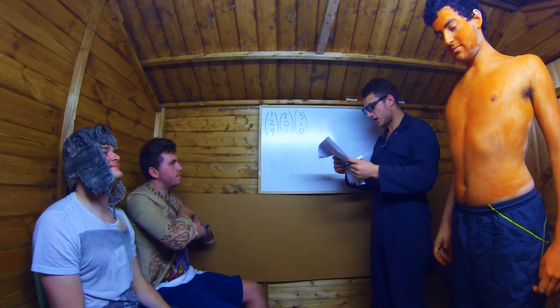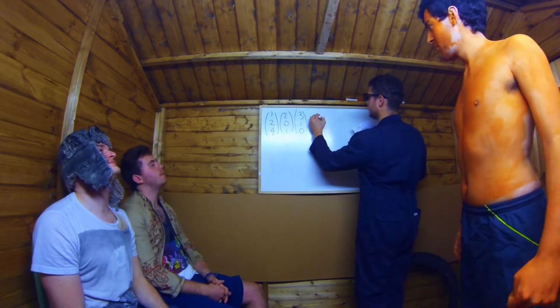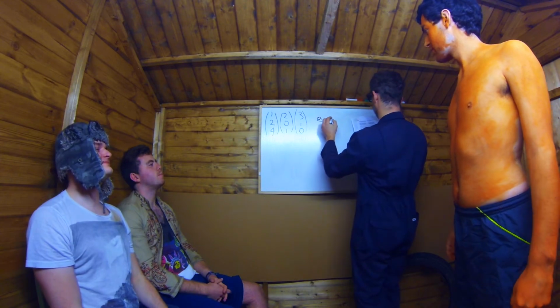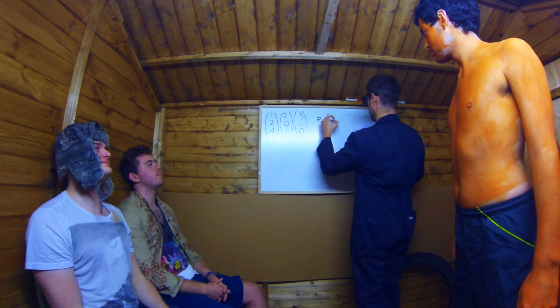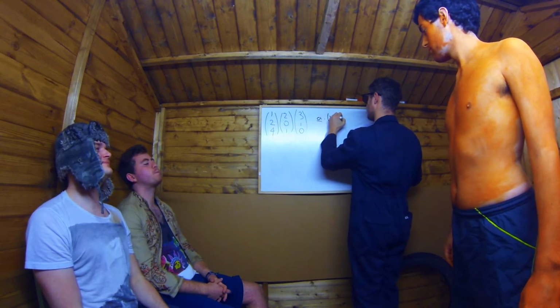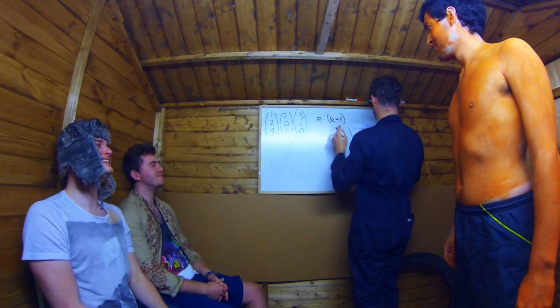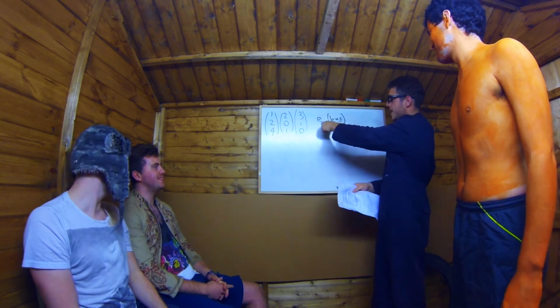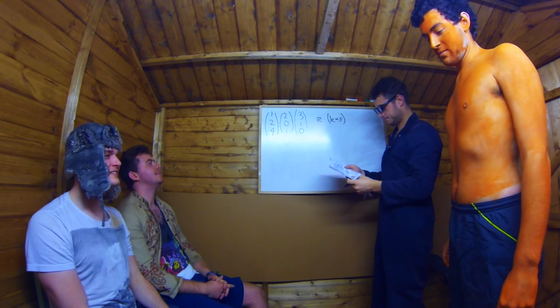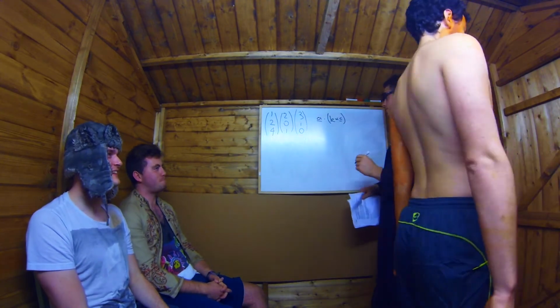Topic 3. The triple product. The triple product is defined as the dot product of one vector with the cross product of the other two. A dot B cross C. It does have some properties.